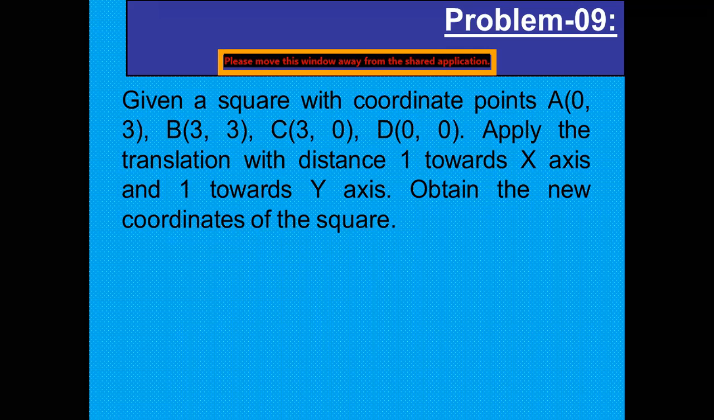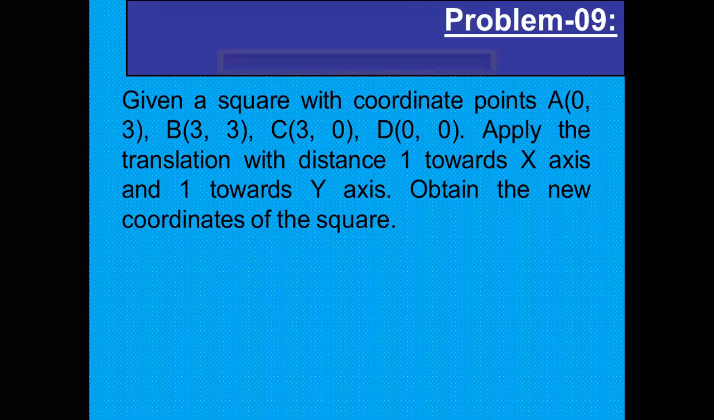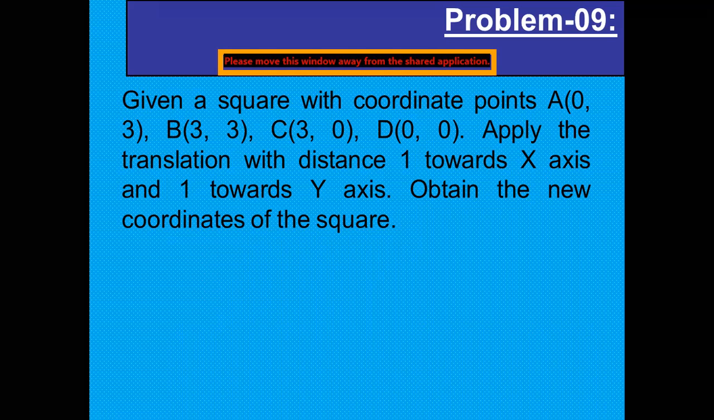Now apply the translation with distance 1 towards the x-axis. If it is saying towards the x-axis, it means tx is equal to 1. Towards the horizontal axis, we are moving along x, so tx is equal to 1, and 1 towards the y-axis means ty is also equal to 1. Obtain the new coordinates of the square.